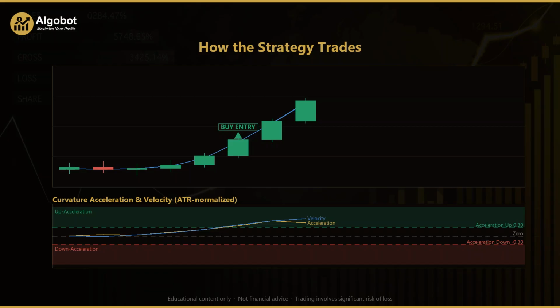The curve starts bending before the move is obvious, which is what lets the strategy be early rather than late. On the ignition candle, the acceleration crosses above the plus 0.30 level for the first time. That is a fresh cross, not a reading that was already sitting up there. And because velocity is positive and above the slope floor at the same moment, the long condition is satisfied. That is where the buy entry marker appears.